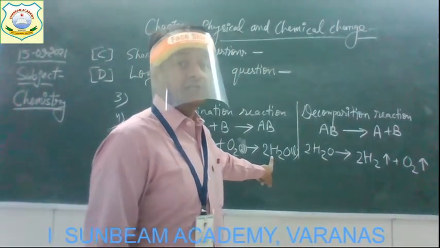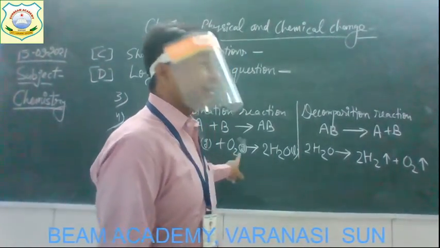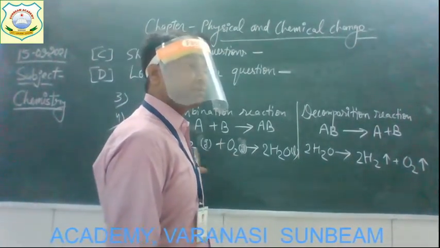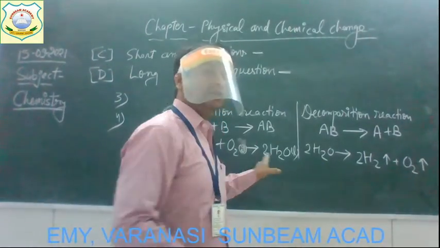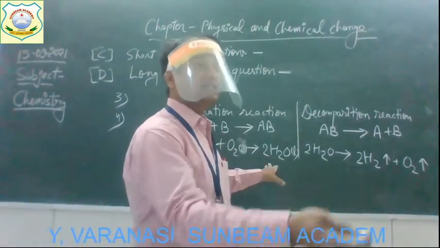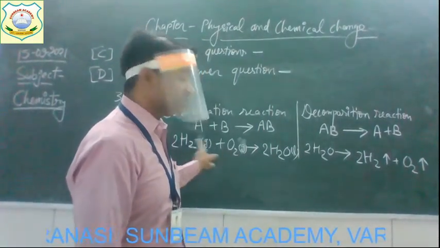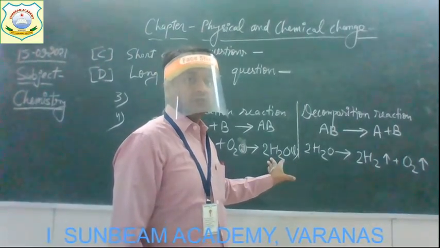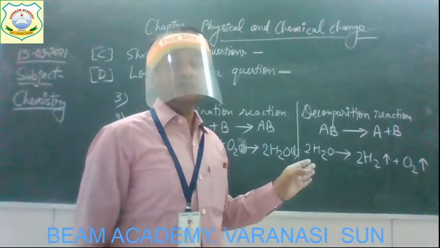In the combination reaction, the compound which is formed here is going to form from simpler substances. From these two simpler substances, this compound is going to form. No third substance is coming here. No extra substance is going to add here. Only whatever simpler substances are present, they both will combine and form the compound.